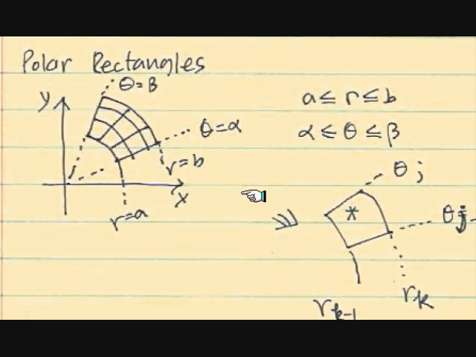But how it translates to the xy plane is like this, where these two rays coming out from the origin are where the theta values are fixed: alpha here and beta there. In between is going to be some theta between alpha and beta. This circular sector part here is where the radius r is fixed, and this part is where rb is fixed. So in between corresponds to this region right there. So that's the polar rectangle.